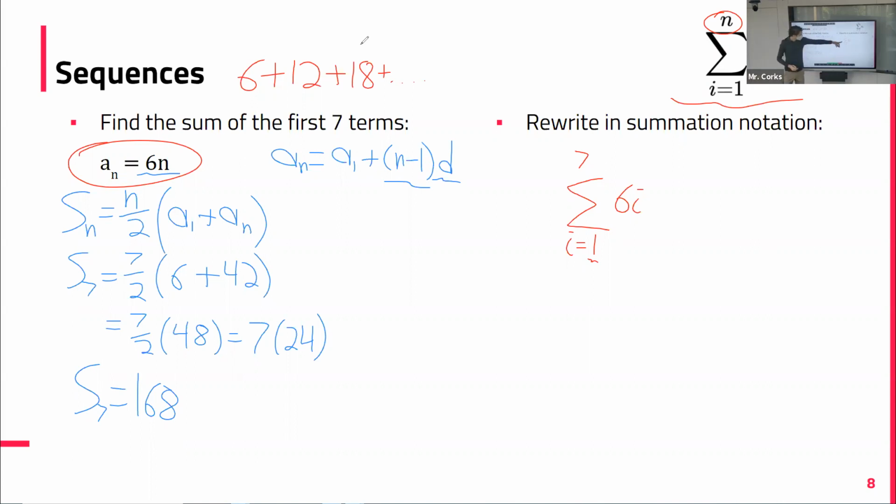So let's look at our summation notation, see if we get the same thing. All right, so our a1 would be equal to when i is equal to 1. So 6 times 1, okay, so 6. What would the second term of this thing be? 12, because i would go up to 2, and 6 times 2 is 12. And then we can probably recognize the pattern. 18.